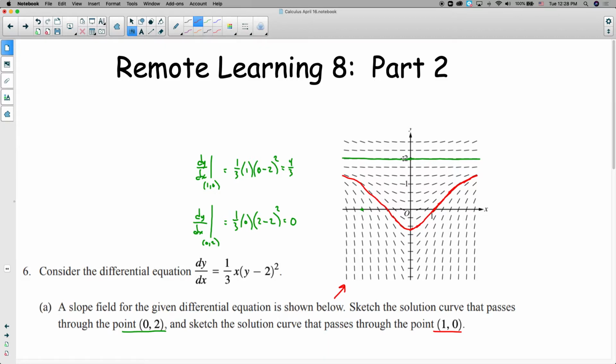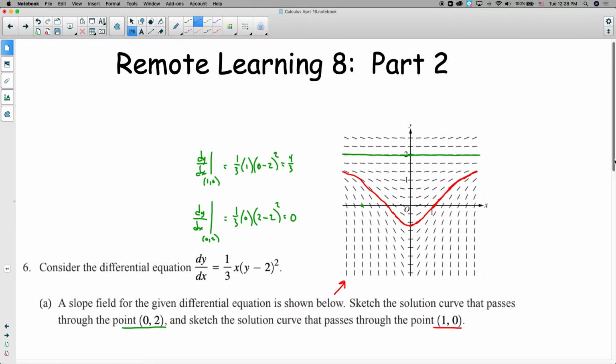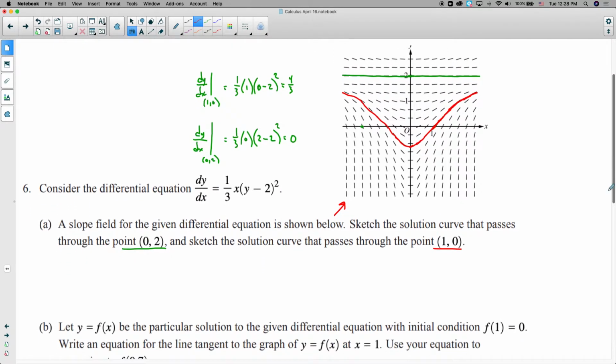So I went to (0, 2), and I followed its slope until I reached another slope, which was flat, and then that one was really boring. This one was a little more exciting. I went to (1, 0), and I followed its tangent slope until I got to a point where the tangent slope was different, and it tapered me off. Then I did it in little pieces and followed it backwards.